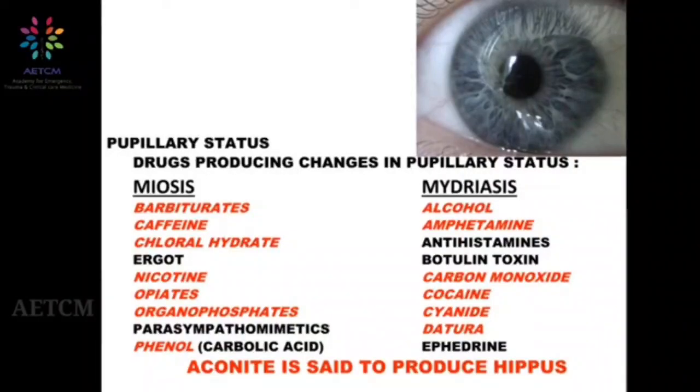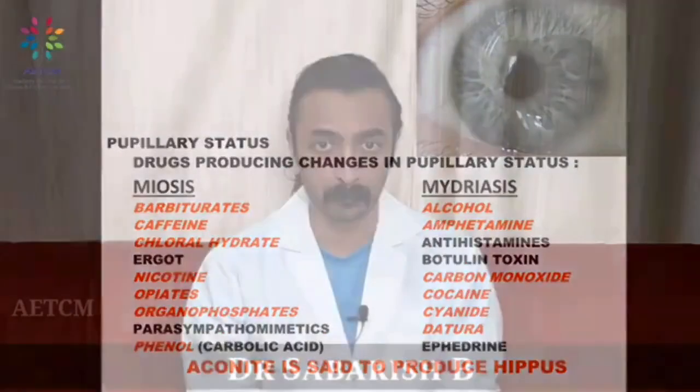Mydriasis. The drugs which can cause mydriasis are alcohol, amphetamine, antihistamines, botulinum toxin, carbon monoxide again, cocaine, cyanide, datura and ephedrine. So these are some of the drugs which can cause miosis and mydriasis. And then there is a popular question of what causes hippus or dancing pupils, that's changing between mydriasis and miosis. The answer for that will be aconite. It's not something which we very commonly see in clinical practice though.